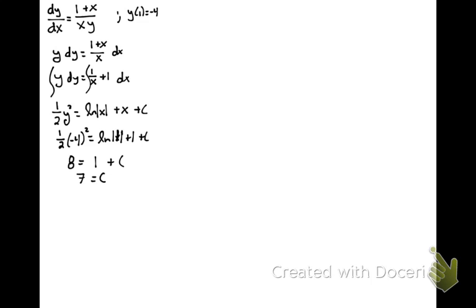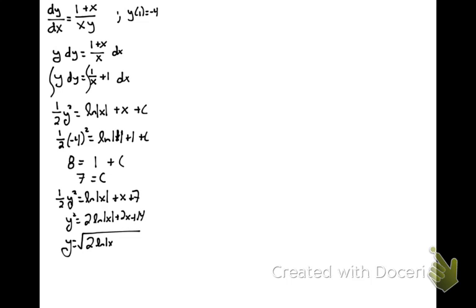So I know that my initial function is 1/2 y squared equals the natural log of the absolute value of x plus 7. Multiplying both sides by 2, y squared equals 2 times the natural log of x plus 2x plus 14. Square root of both sides, y equals the square root of 2 times the natural log of x plus 2x plus 14. Can't forget the absolute values on the natural log as well.